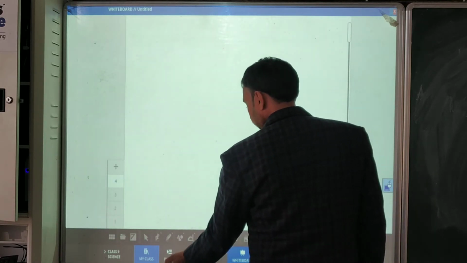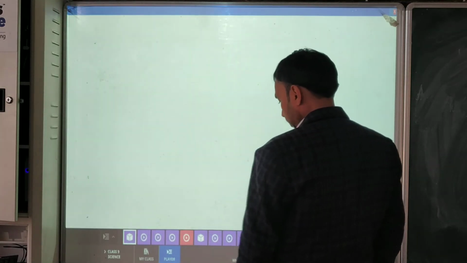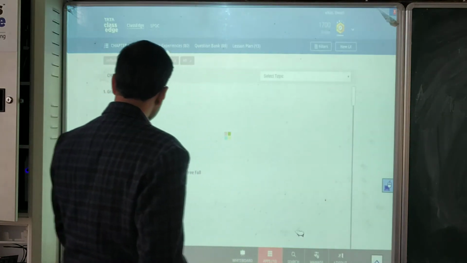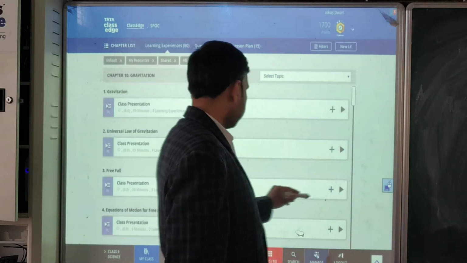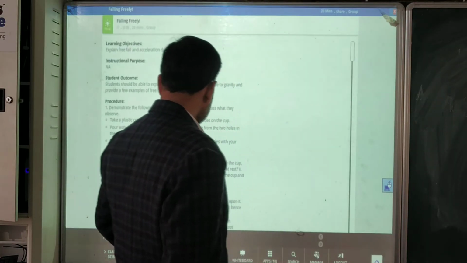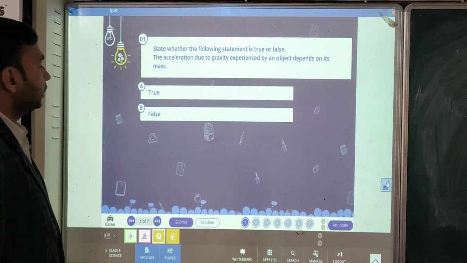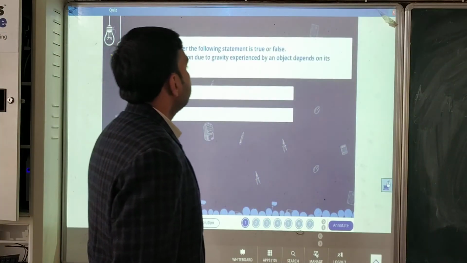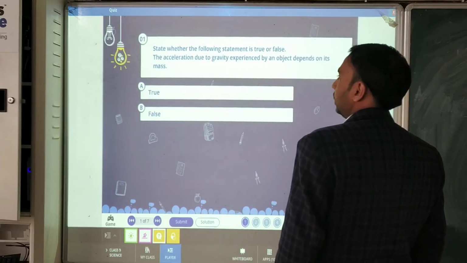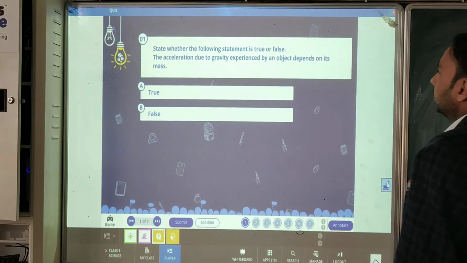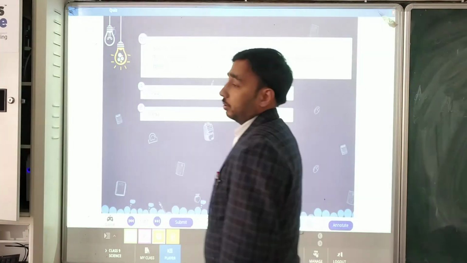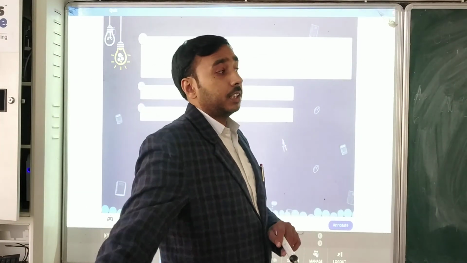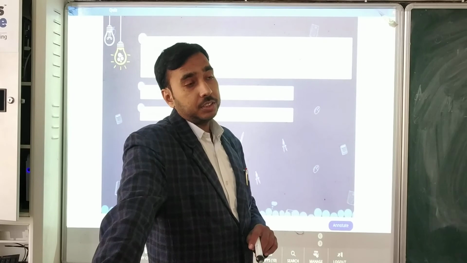Let us now have some quizzes on the free fall motion of the body. So now as you can see, we have these quizzes. The first question, as you can see on the board: state whether the following statement is true or false. The acceleration due to gravity experienced by an object depends on its mass. As we have all studied, the acceleration due to gravity of a body is independent of the mass. It remains constant.